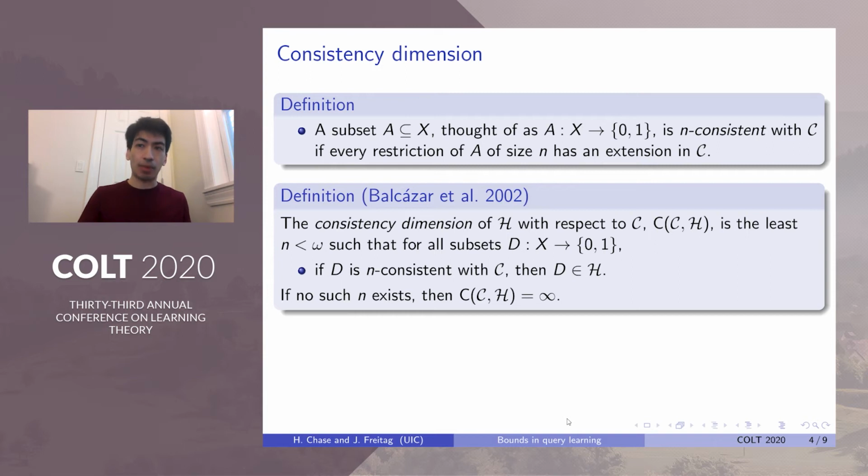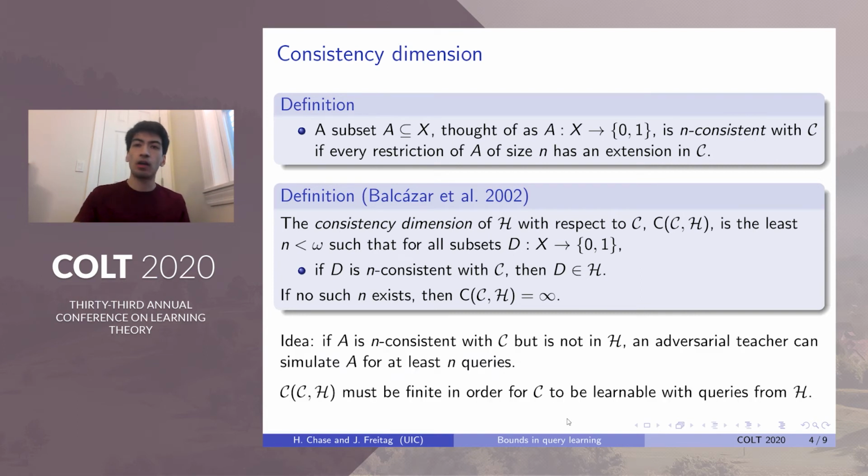The consistency dimension of H with respect to C is going to be the least such n such that whenever we have a set that is n-consistent with C, then we can find that set in H. If no such n exists, then we say that the consistency dimension is infinite.